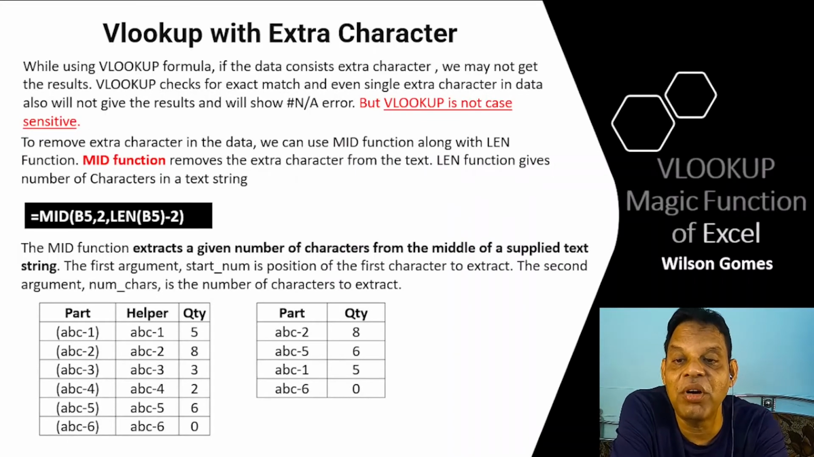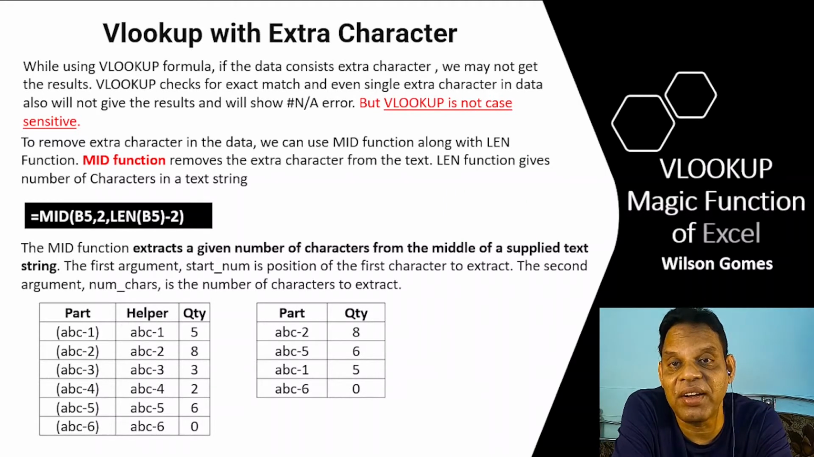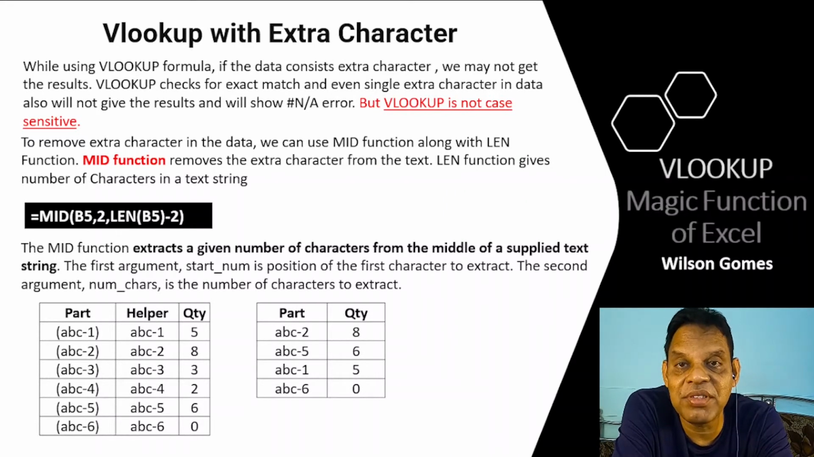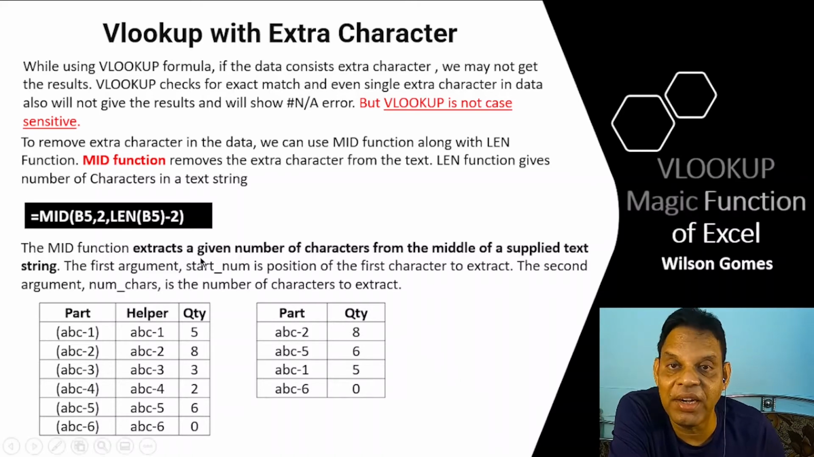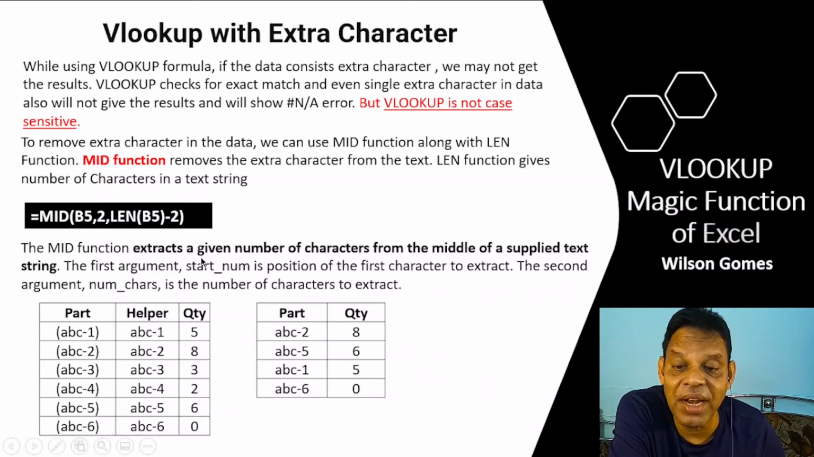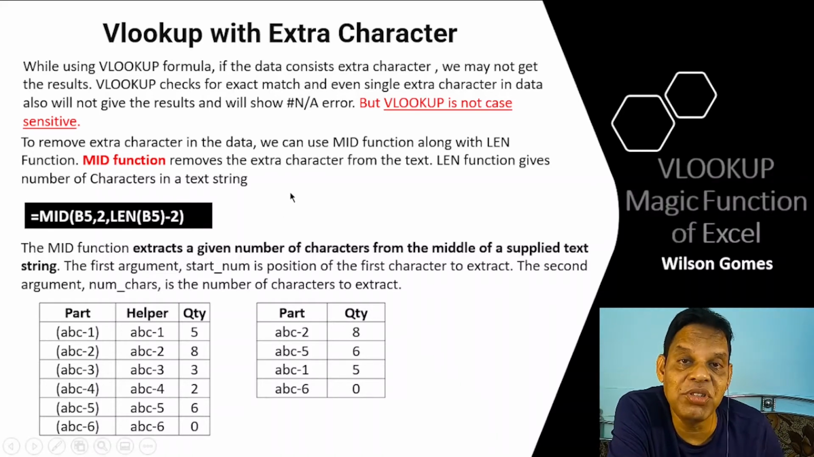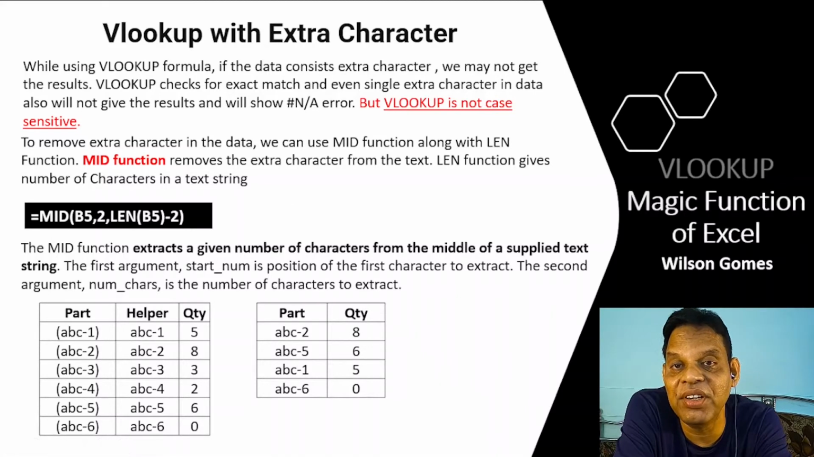Thirdly, we'll be talking about VLOOKUP with extra characters. Sometimes there are some extra characters in the base table. Here we have shown an open bracket and a close bracket. That can also be solved by using the MID and LEN functions from Excel.